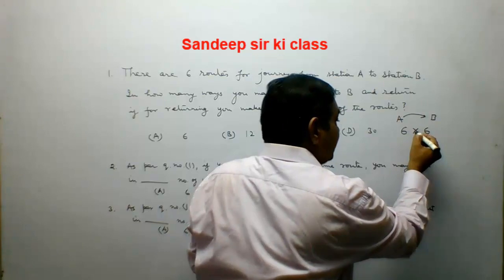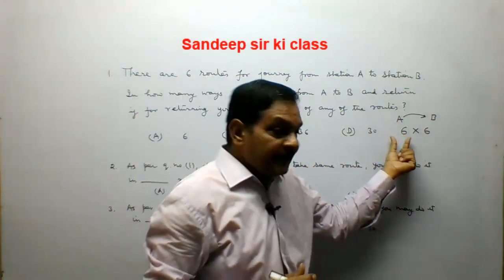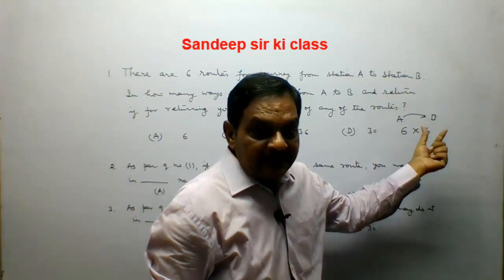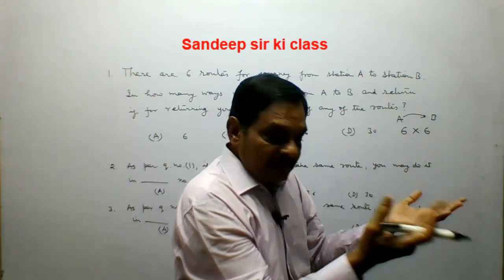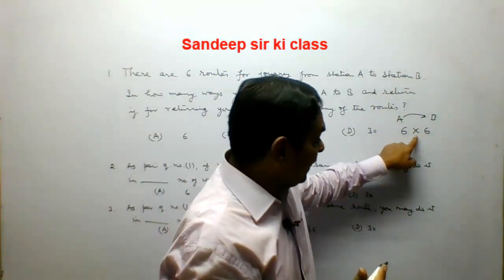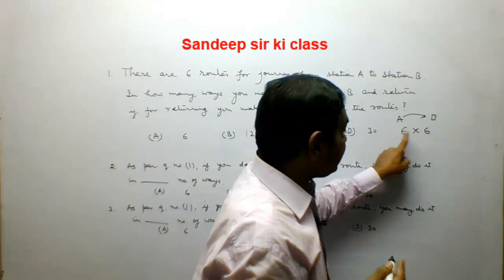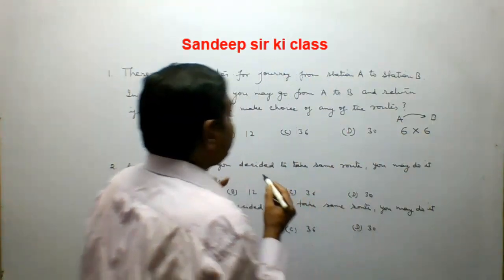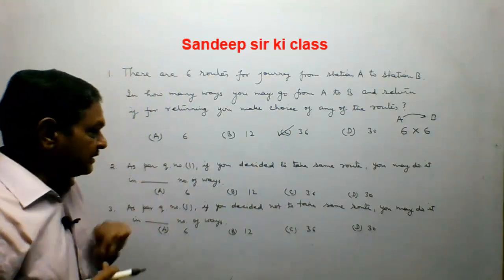So these 2 are multiplied because first activity is done and second activity is done. Second activity is done after happening of first activity. So we are multiplying it. So the total number of routes will be 6 into 6, that is 36. So here option C is the correct answer.